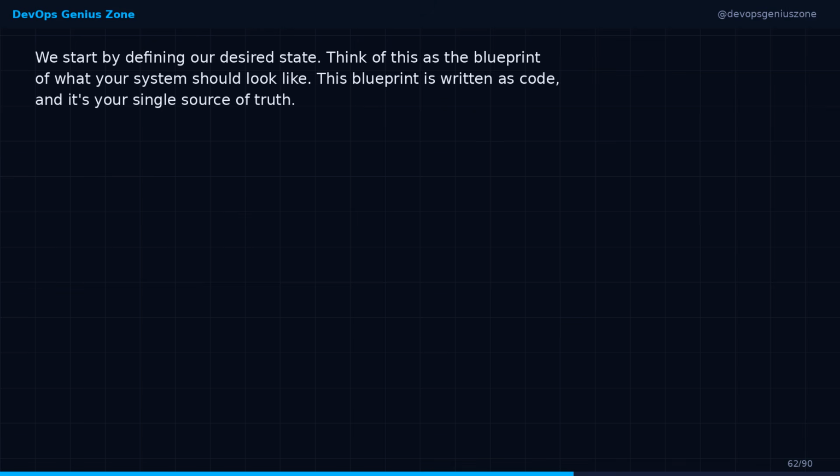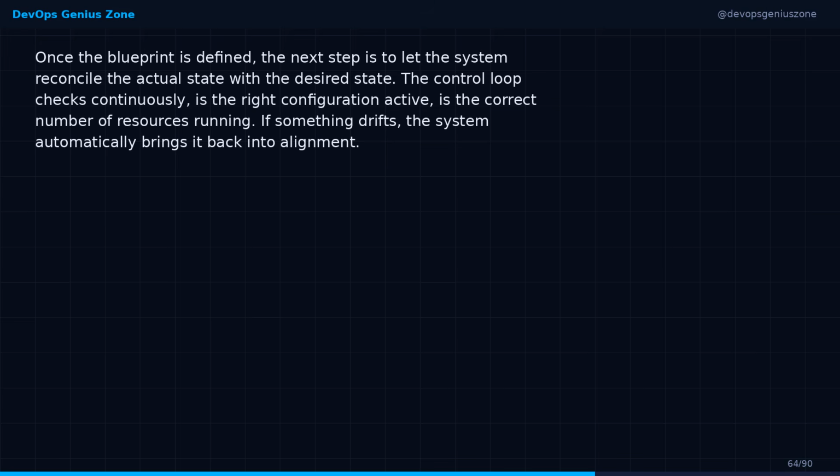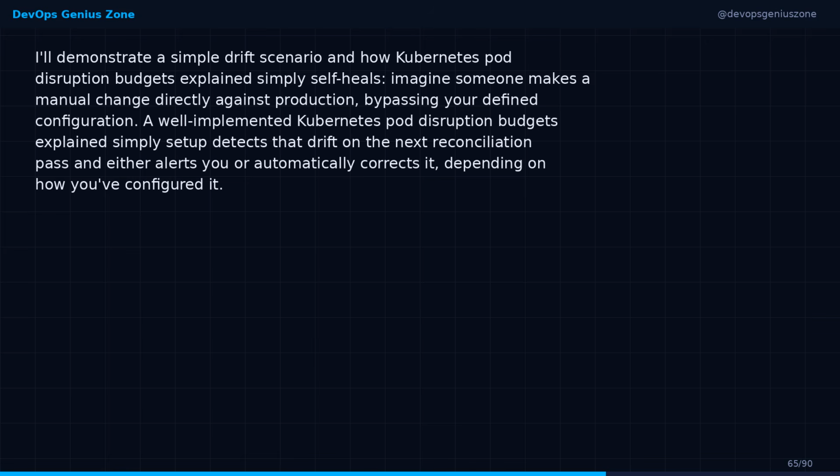Once the blueprint is defined, the next step is to let the system reconcile the actual state with the desired state. The control loop checks continuously: is the right configuration active, is the correct number of resources running. If something drifts, the system automatically brings it back into alignment. I'll demonstrate a simple drift scenario and how Kubernetes Pod Disruption Budgets explained simply self-heals. Imagine someone makes a manual change directly against production, bypassing your defined configuration. A well-implemented Kubernetes Pod Disruption Budgets explained simply setup detects the drift on the next reconciliation pass and either alerts you or automatically corrects it, depending on how you've configured it.